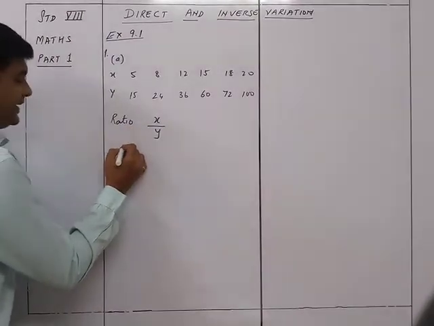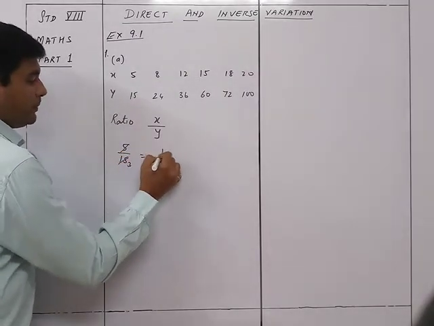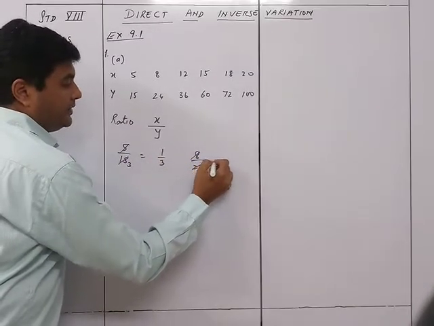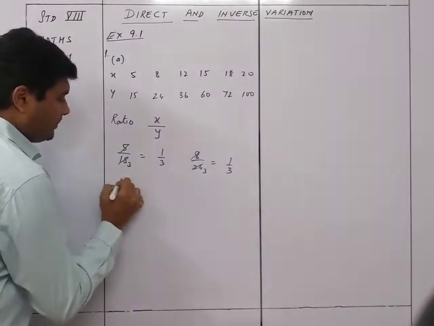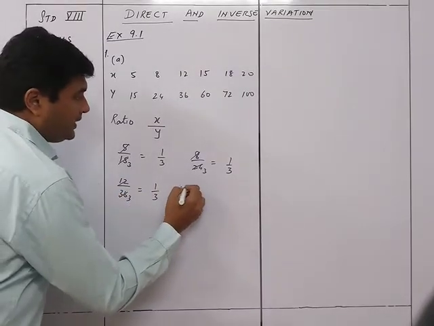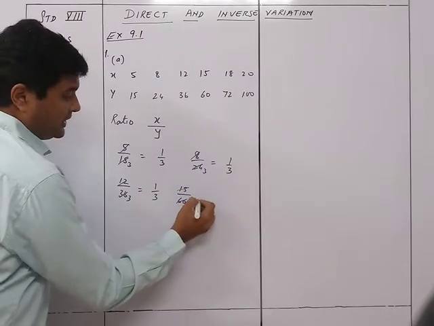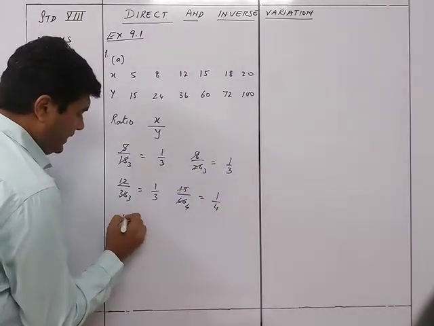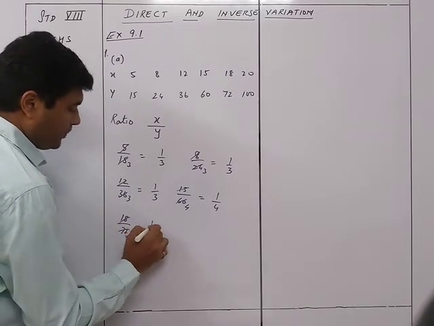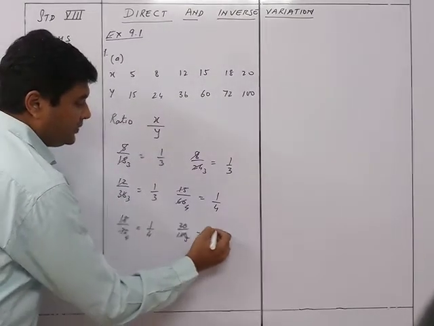So we have got the first one as 5 upon 15, which is equal to 1 upon 3. 8 upon 24, again 1 upon 3. 12 upon 36 is again 1 upon 3. 15 upon 60, it's 15 fours, it's 1 upon 4. 18 upon 72 is again fours, so 1 upon 4. And 20 upon 100 is 5 fives, so 1 upon 5.